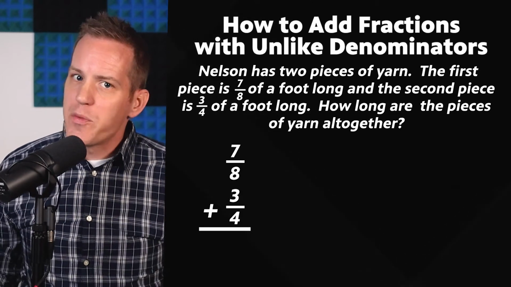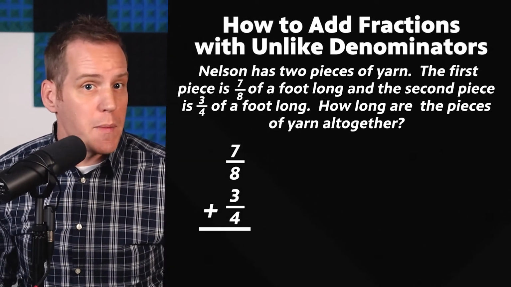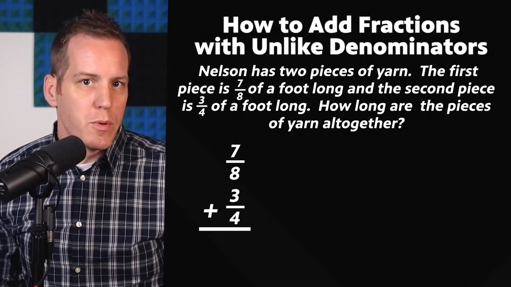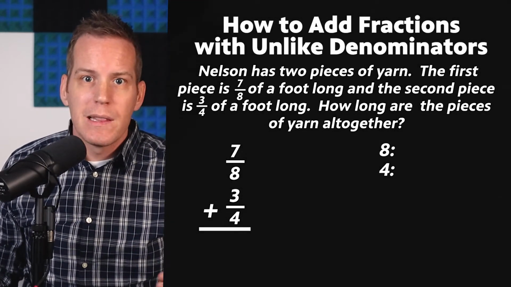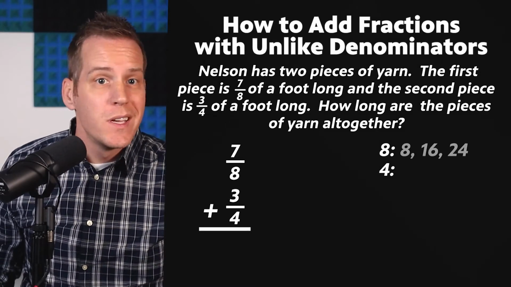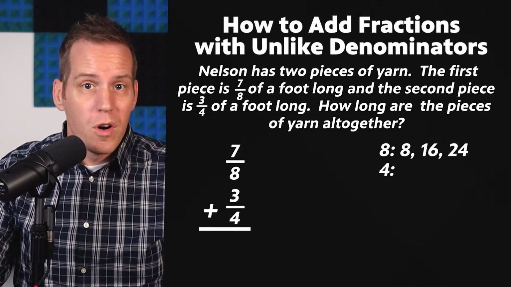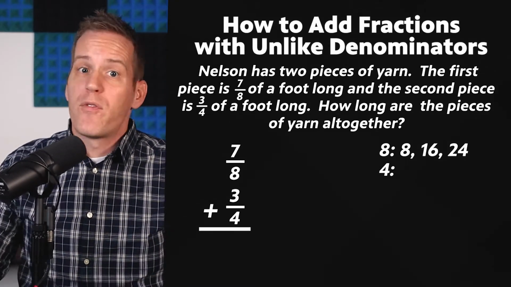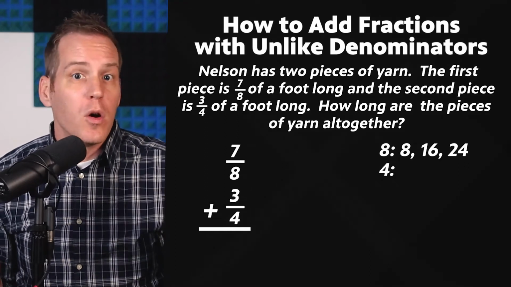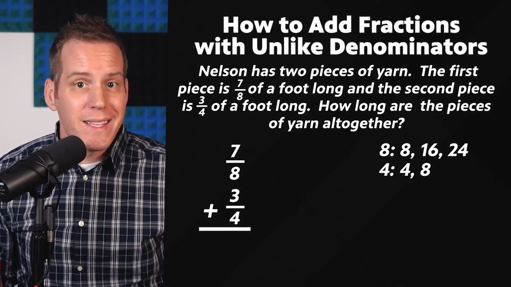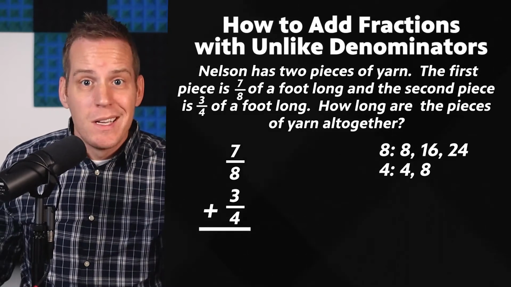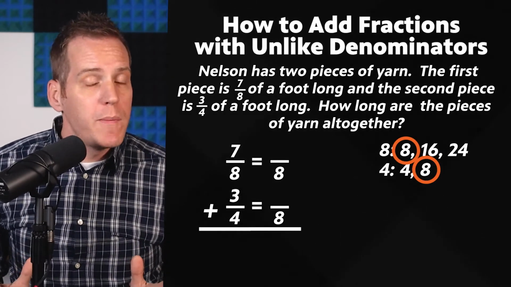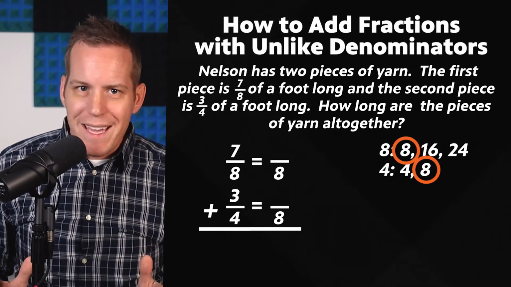Now, we can't add these fractions until we give them a common denominator, so let's list our multiples and figure that out. For our first denominator, 8, let's list a few multiples: 8, 16, 24, and so on. And for our second denominator, we'll go 4, 8, and oh, there's the common multiple, 8. So each fraction is now going to be written as a fraction over 8.